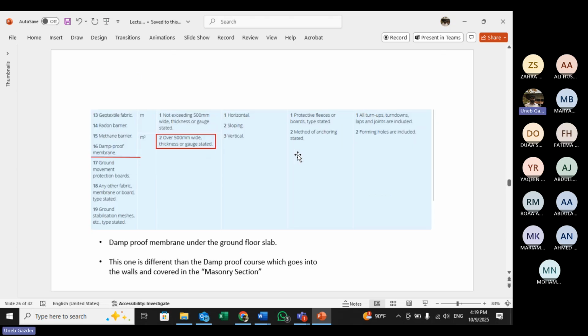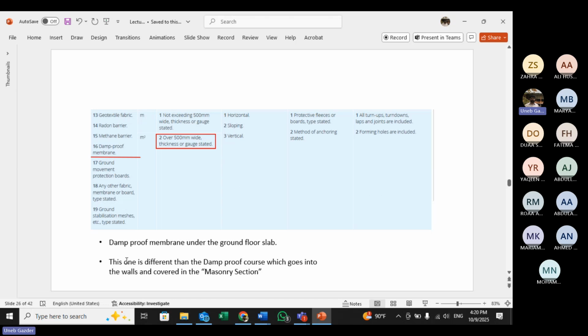Okay, this is the damp proofing membrane. Over 500 millimeter wide, more than 500 millimeter wide, and it could be less than 500 millimeter wide. And this is the usual one, damp proofing membrane, and then we have the other ones as well. All of them are for damp proofing, for waterproofing, and it's laid under the ground floor slab.